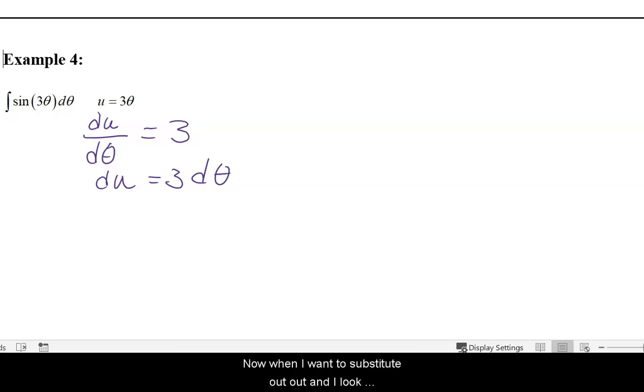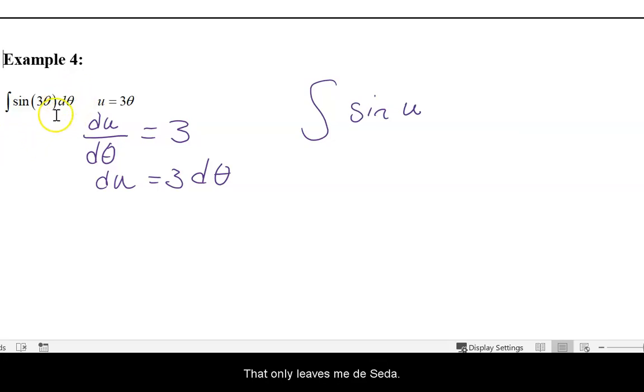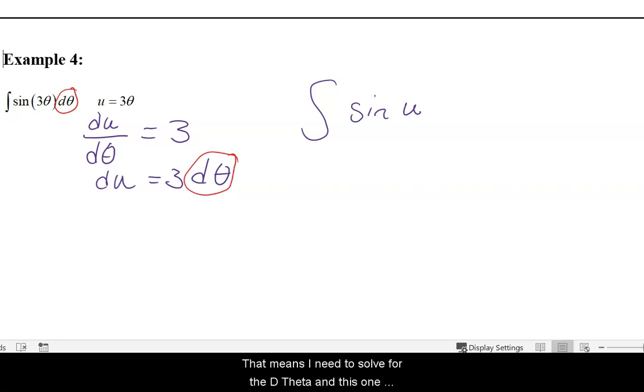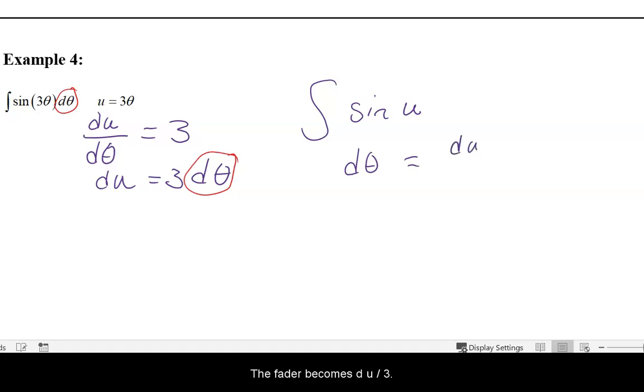Now, when I want to substitute that out and I look up here, I can see that I can replace the argument to the trig function with u. That only leaves me d theta. That's the only thing that's still present in the integrand and not accounted for. That's that part there. That means I need to solve for the d theta in this one. In fact, method 2 and method 1 are identical here. D theta becomes du divided by 3. I replace it up here with du divided by 3.